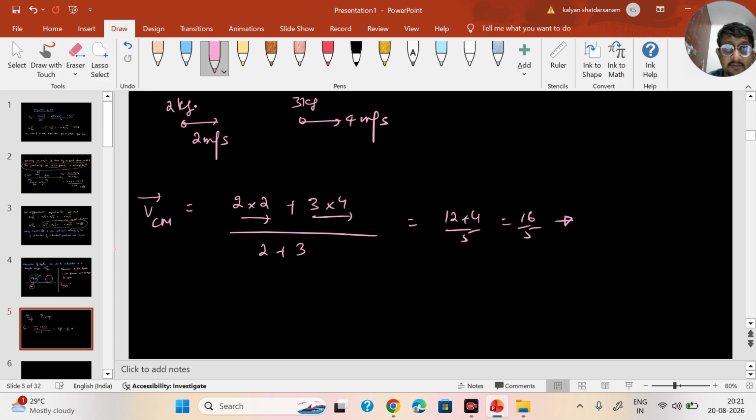So the center of mass of this system is moving with 16 by 5 to the right. Now what do I have to do? I have to take a car and go with 16 by 5. Then I am in the center of mass frame. I am going along with the center of mass. So then what will happen in that frame?